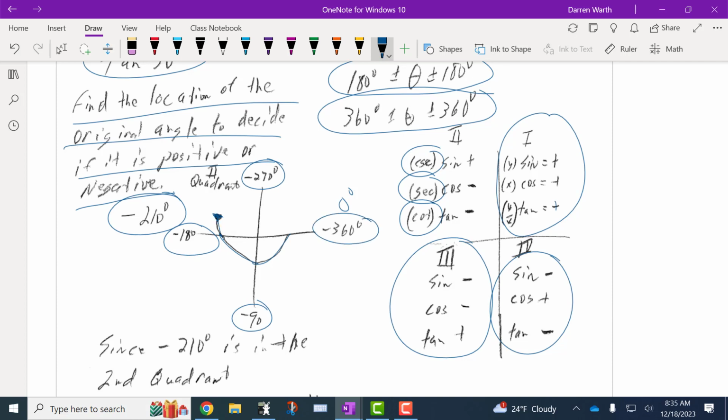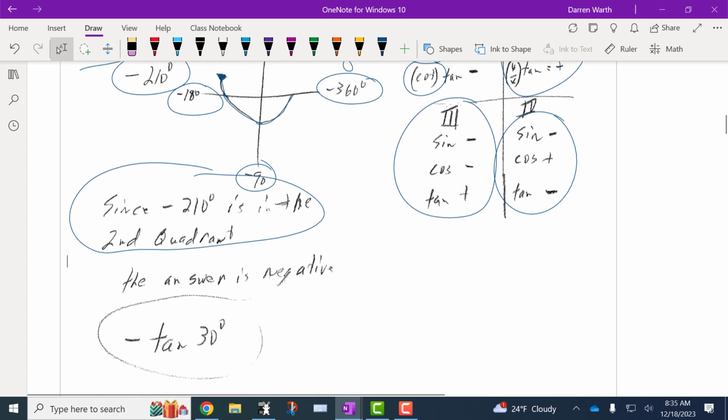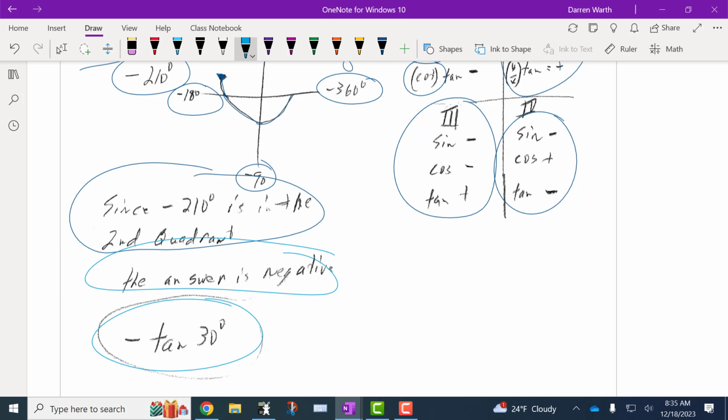So negative 210 is going to be somewhere right in the second quadrant. And since it is in the second quadrant, that's going to take the value of tangent in the second quadrant. And it looks like tangent in the second quadrant is going to be negative. So my answer is going to be negative. So that equivalent value would be negative tangent of 30 degrees, and that would be known as its reference angle.